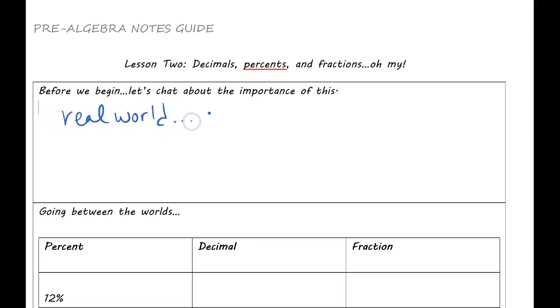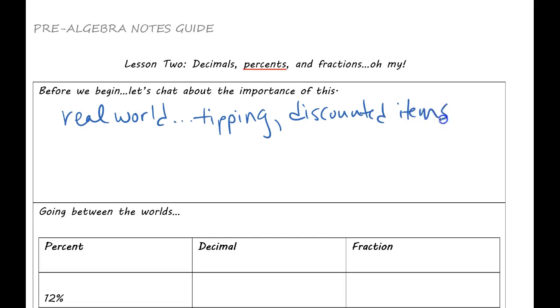Like I said, talk to your parents. Tipping. Maybe a sale. Something's on sale, so I'll put discounted items. And like I said, your parents will use it for taxes. We're not going to do taxes today because, well, we're 12 years old, so we don't need to worry about that right now.